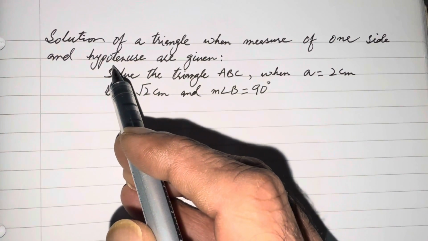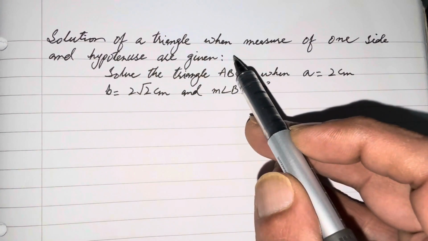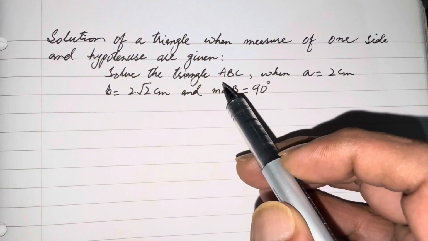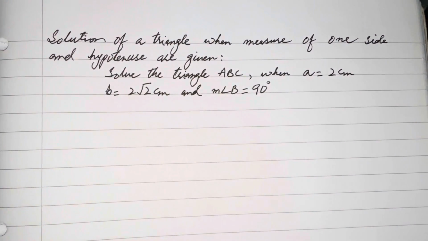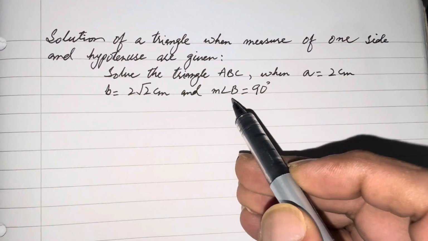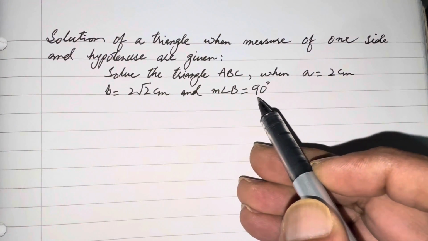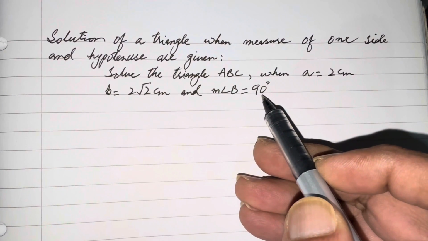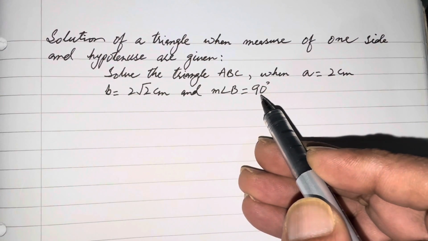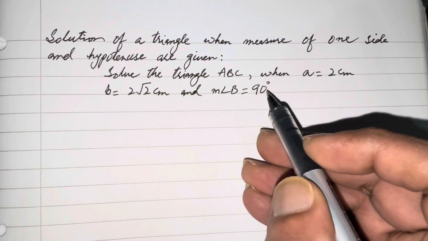So it means that two sides are given in this question, and we have to find the third side and the angles of the right angle triangle when only one angle is given as the measure of angle B is equals to 90 degrees. So as we know that every right angle triangle has one right angle.